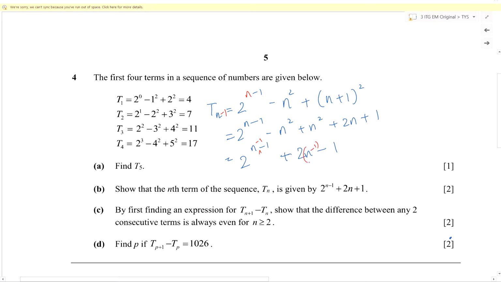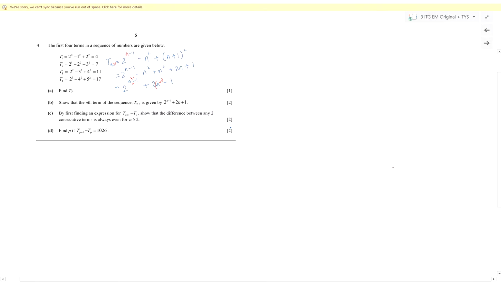You get how this works? I'm doing a direct replacement. Yes? Oh, sorry, n plus 1. Thank you. Question wanted n plus 1, so this is plus 1. And a plus 1 over here. So here is my expression for Tn plus 1.